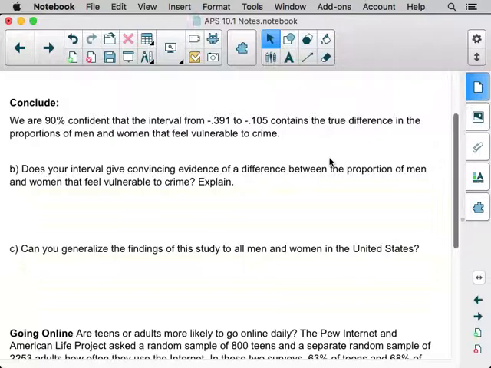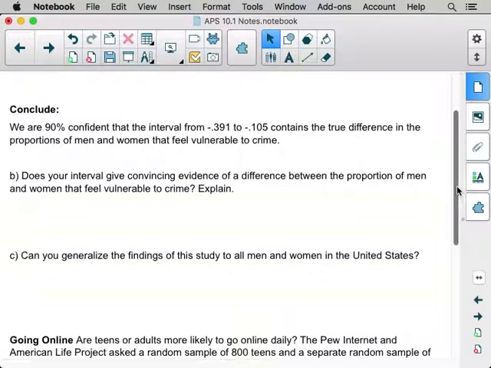All right. So, does our interval give convincing evidence of a difference in proportion of men and women who feel vulnerable to crime? What value would represent no difference? 0. Okay. So honestly, this whole chapter, 0 is the magic number. This whole chapter is based on differences, and no difference would be 0, right? Is everybody okay with that? Because that's literally going to be this entire chapter. All right. So 0 means no difference.